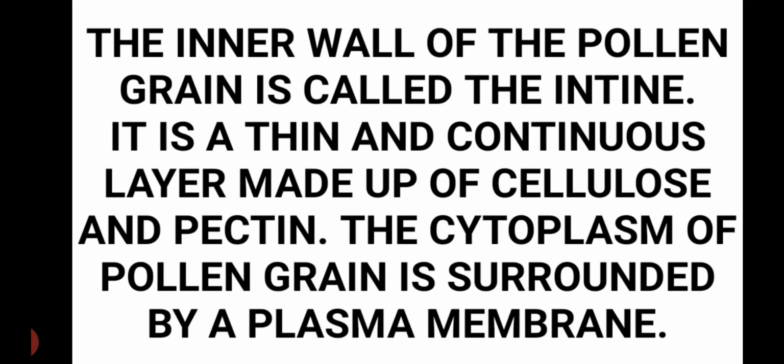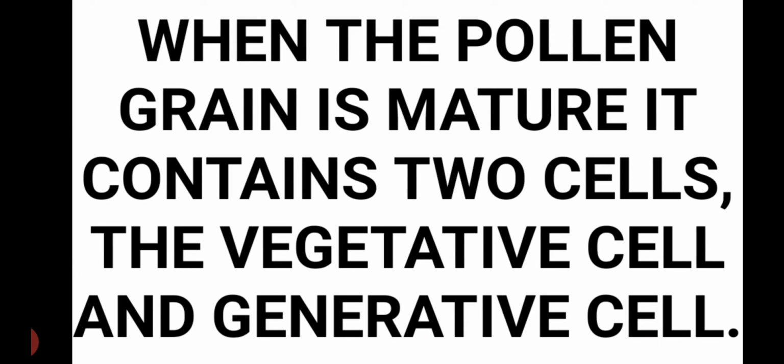The cytoplasm of the pollen grain is surrounded by a plasma membrane. Whatever plasma membrane is there inside the pollen grain, it will cover the cytoplasm. Now when the pollen grains are mature, they contain two cells, the vegetative cell and the generative cell. Whenever we observe the structure of any pollen grain after maturing, we see they contain two types of cell. First is the vegetative cell and second is the generative cell.